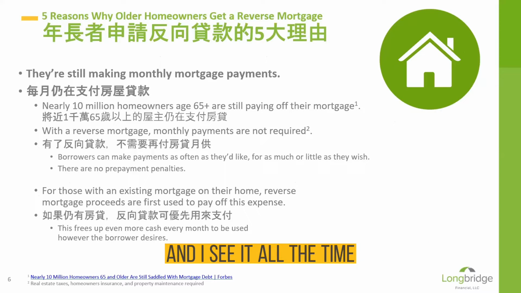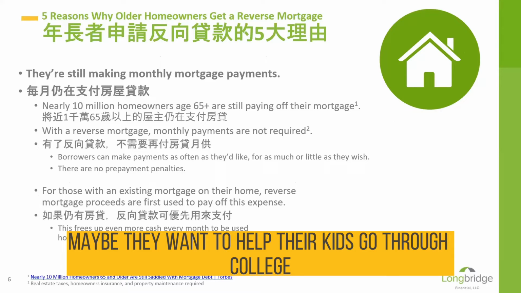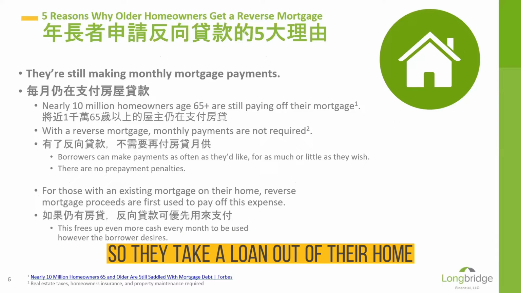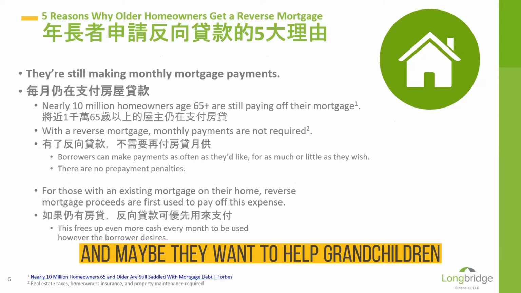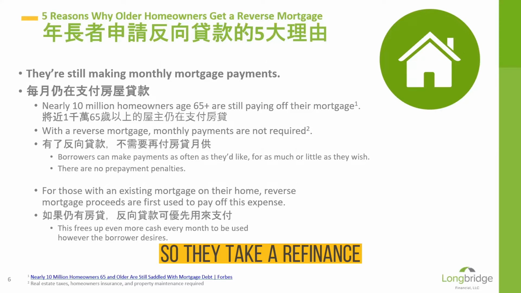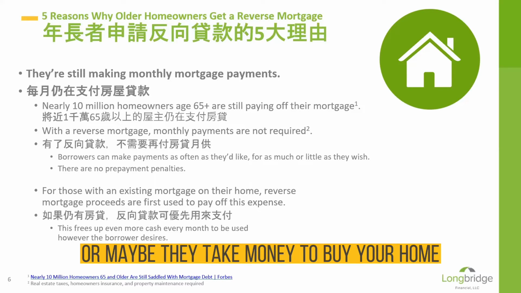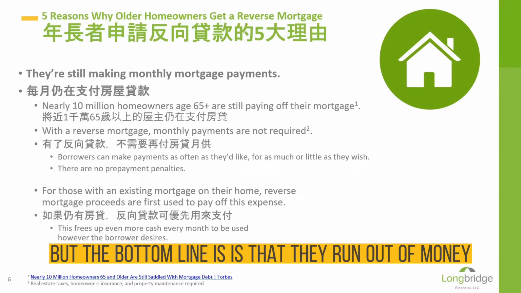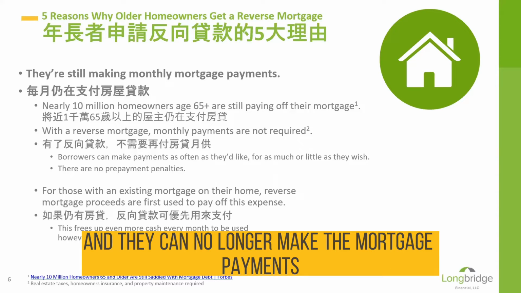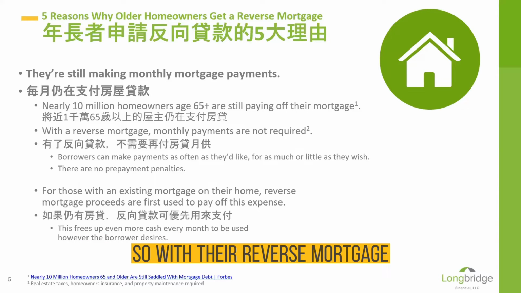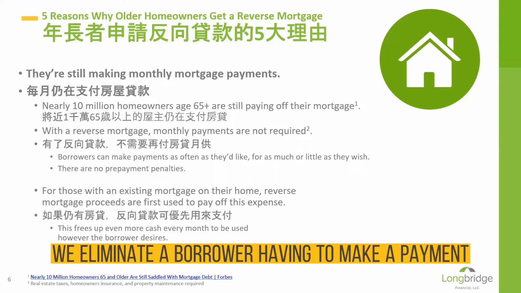And I see it all the time because families, maybe they want to help their kids go through college, so they take a loan out of their home. Maybe they want to help grandchildren, so they take a refinance and help their grandchildren. Or maybe they take money to buy a home, but the bottom line is that they run out of money and can no longer make the mortgage payments. So with the reverse mortgage, we eliminate a borrower having to make a payment.